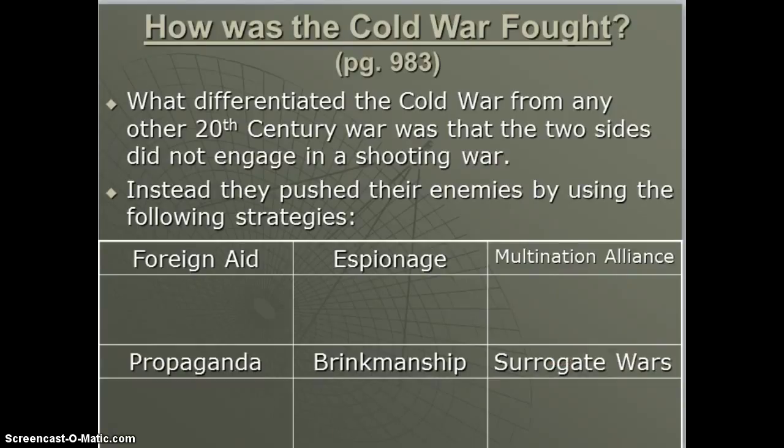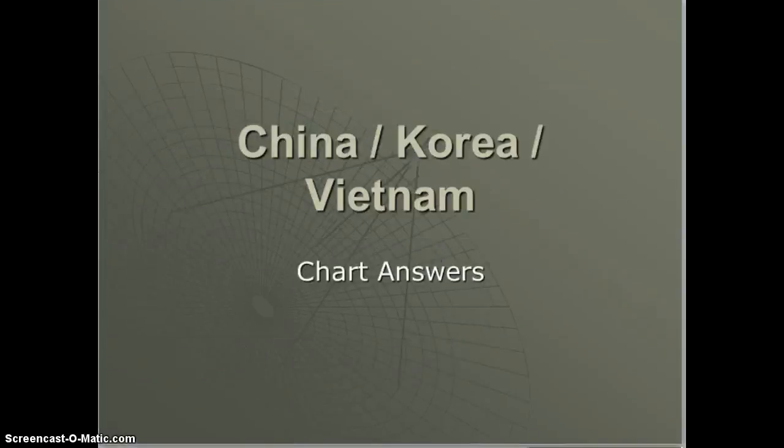Okay, now you're going to turn to the chart on page 303, where we're going to fill in just the China and Vietnam section on this chart. There is no Korea section. We have eliminated it from Standard 13 because you really just need to focus on China and Vietnam.